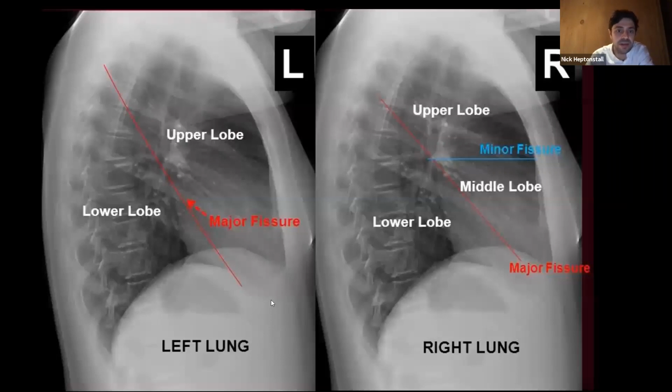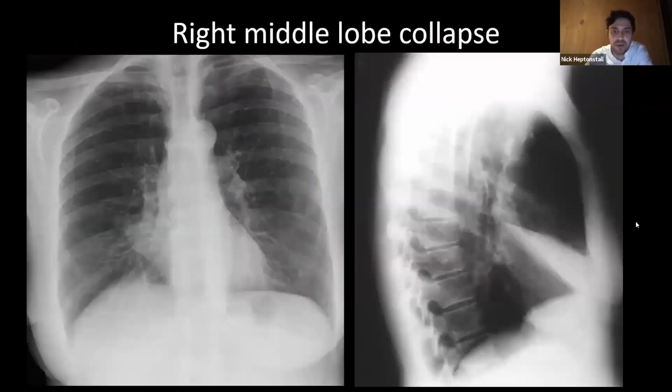So just to put it in a schematic appearance: again, anything above the heart is upper lobe, anything below the heart is lower lobe, and anything typically around the heart area is middle lobe. So we can see if we go back, clearly this is overlying the heart contour. So this is a middle lobe collapse.